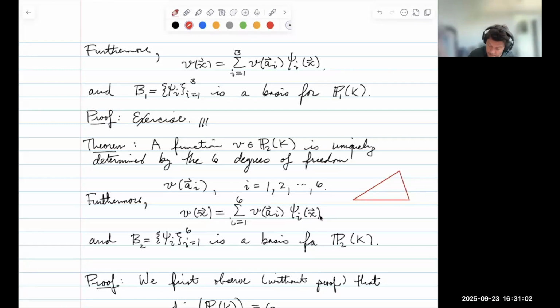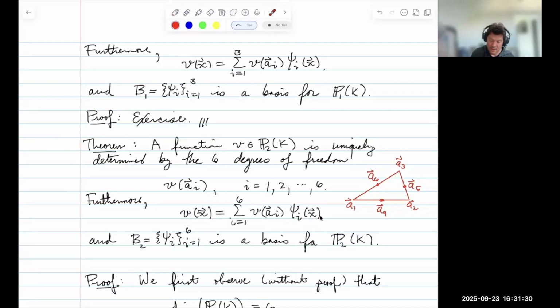So there's our triangle. If that's A1, A2, A3, we agreed that A4 is going to be here. A5 is there, the edge midpoint for that side. And finally, A6 is here, the edge midpoint for that side. So these 6 degrees of freedom uniquely determine the polynomial.